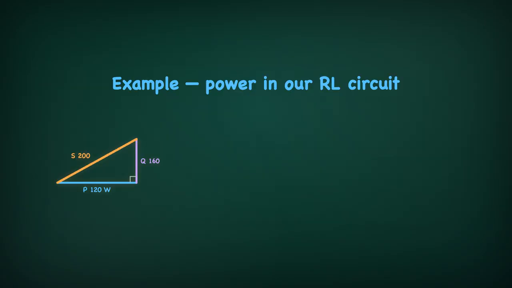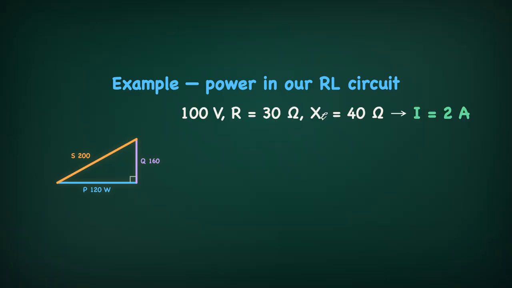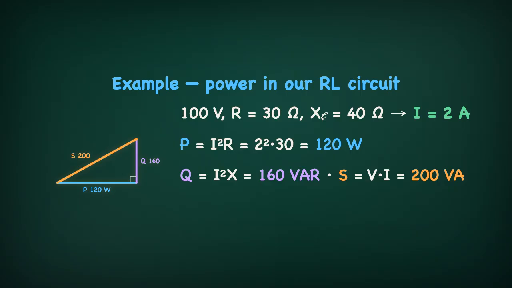Let's put numbers on it using our RL circuit from last time. Recall, 100 volts, R is 30 ohms, XL is 40 ohms, so the current is 2 amps. Real power P equals I squared R, 2 squared times 30, 120 watts. Reactive Q equals I squared X, 160 VAR. And apparent S equals V times I, 200 VA. So the power factor is P over S, 120 over 200, which is 0.6. That matches cosine 53 degrees and R over Z.